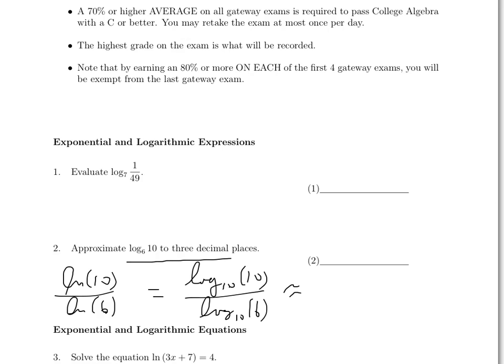Anyway, so this would be approximately equal to, let me grab a calculator. Okay, so my answer is 3 decimal places, so 1.285 is the approximate answer to 3 decimal places. So that's super easy. That's just a calculator thing, so it's a formula that you should know for evaluating logs.